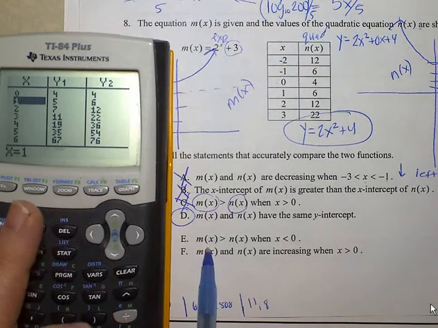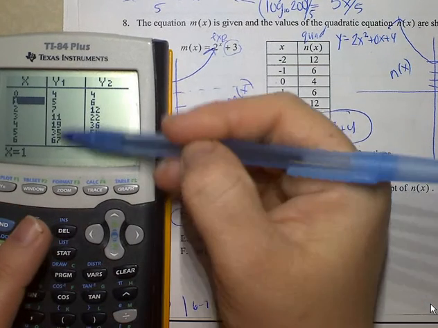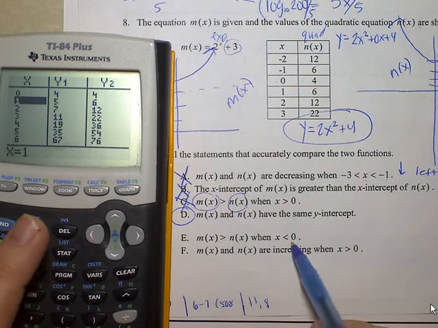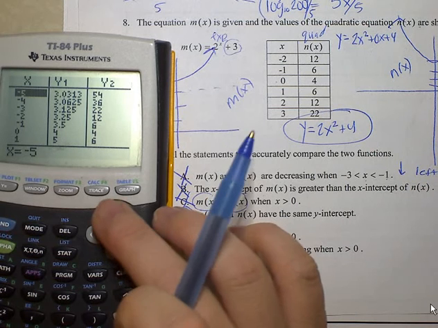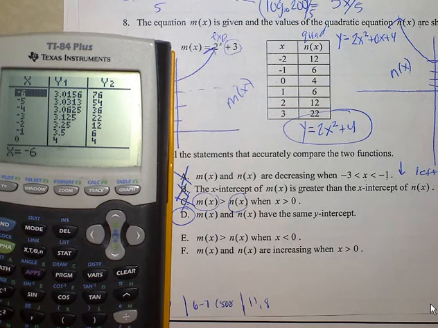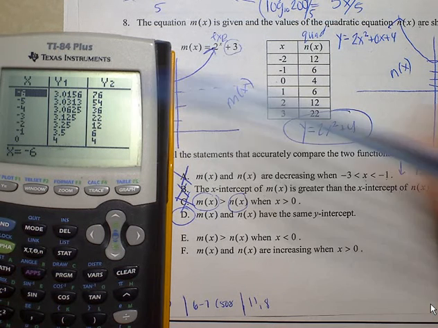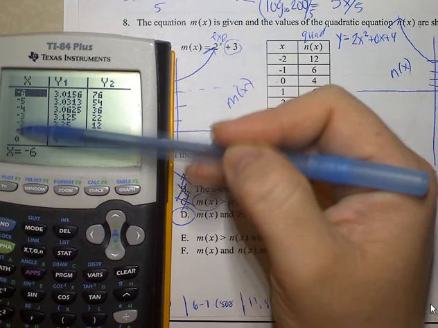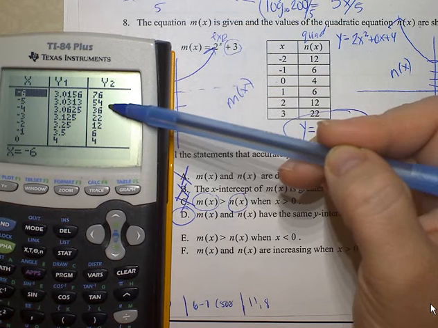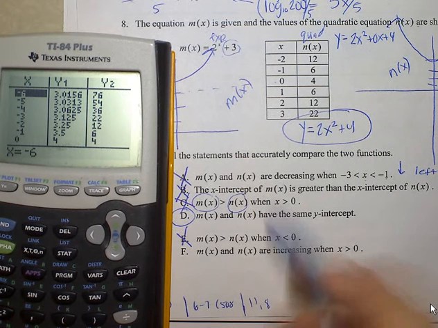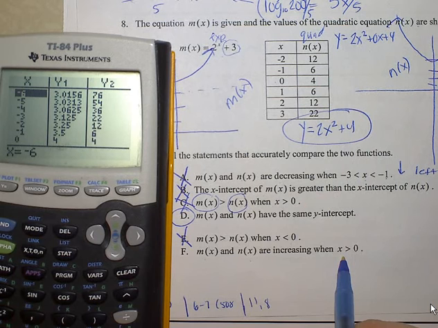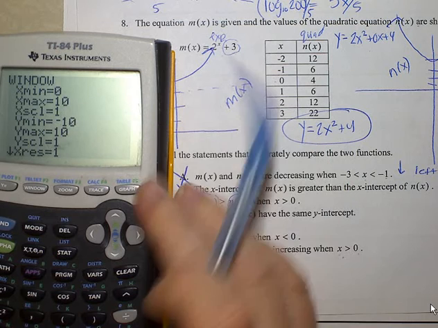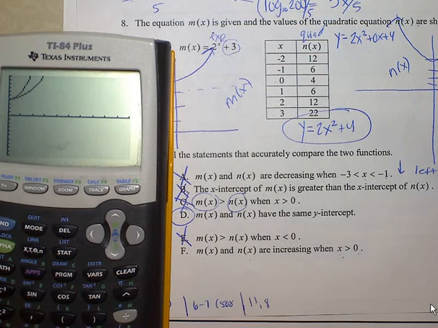The m of x values are greater than the n of x values when x's are less than 0. So let's go backwards. Scoot down here so we can see. Are these values greater than these values when x's are less than 0? Is this value greater than this value? Okay, cross it out. And m and n are increasing when x is greater than 0. So right now I have greater than 0. Are they both increasing from left to right? And circle, please.